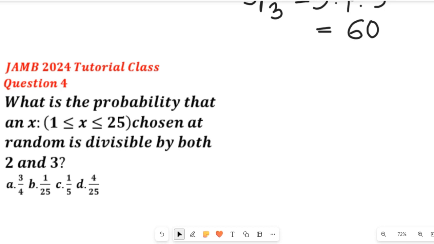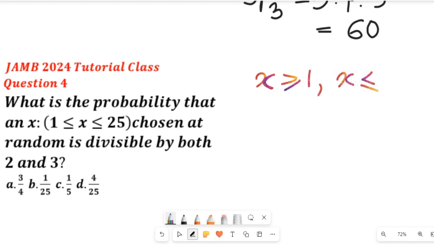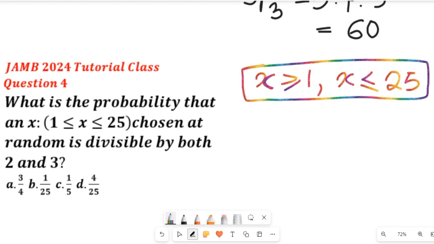The first thing you need to do is to look at the range at which this value of x is given. What is the range? If you look at this question very well, you'll find that the value of x should be greater than or equal to 1, and also x must be less than or equal to 25. It is these two values that form that range. So what are the values of x?